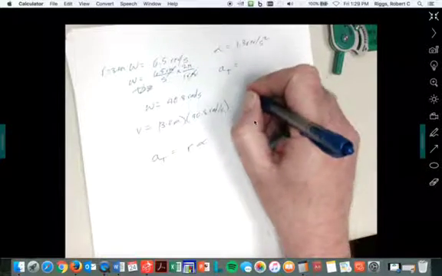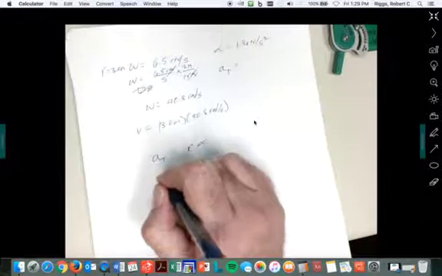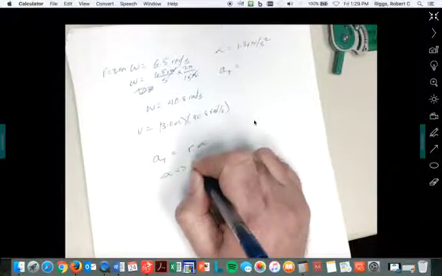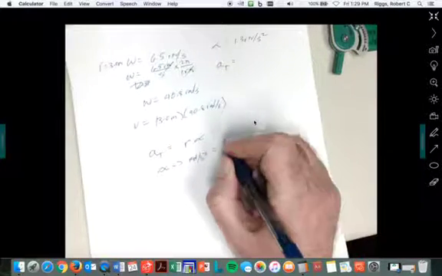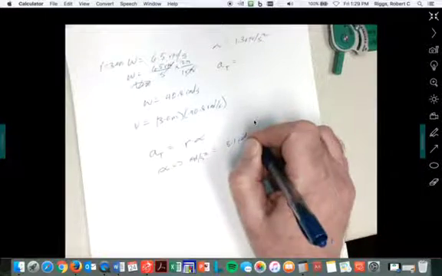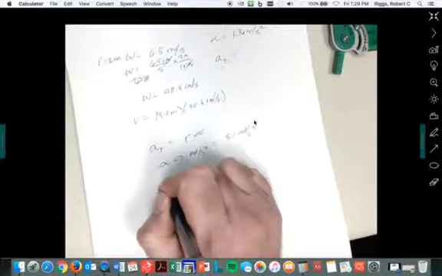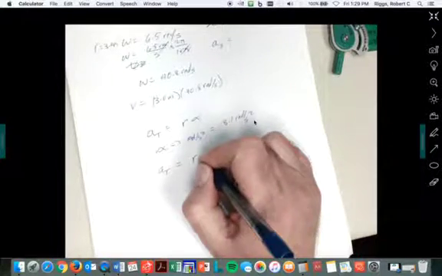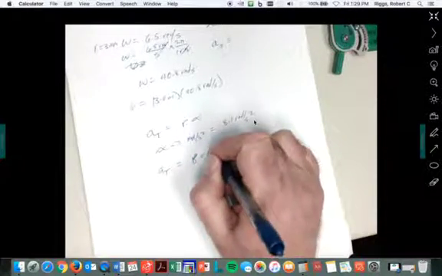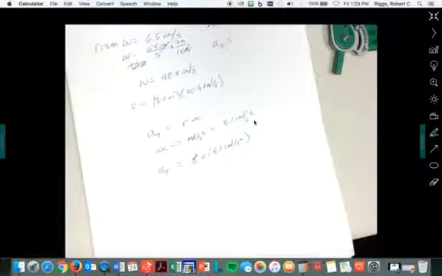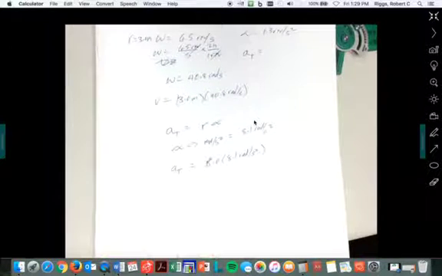So alpha in radians per second squared is equal to 8.1 radians per second squared. So the tangential acceleration is equal to r, 3.0, times 8.1 radians per second squared. That's pretty fast acceleration. All right, I'm going to stop.